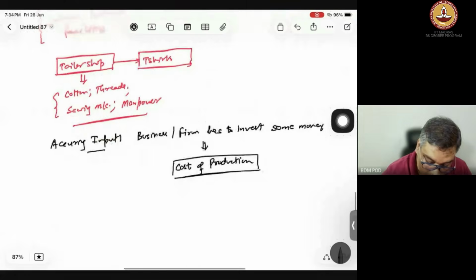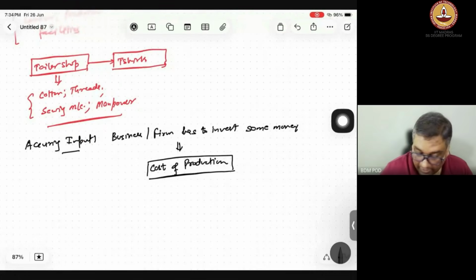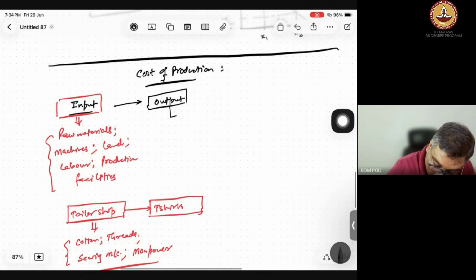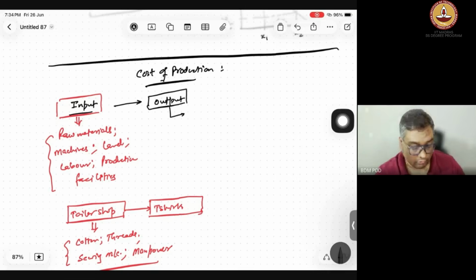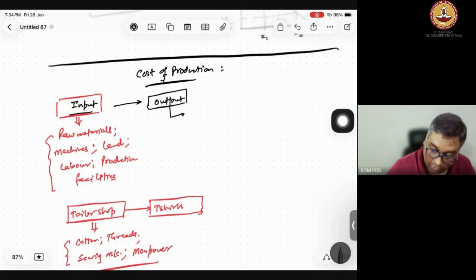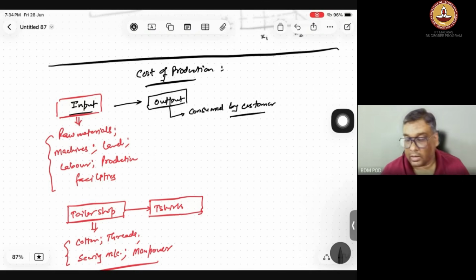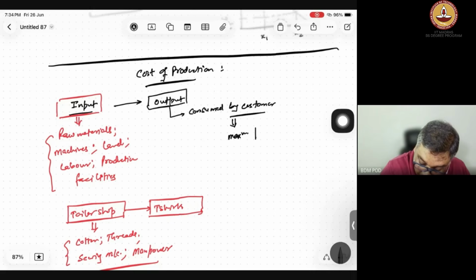Now, coming to the second thing. When this output is there, what exactly is the company looking for when it is producing something, or when this output is consumed by the customer? What exactly is the company looking for? The company is looking to maximize the profit from this output.